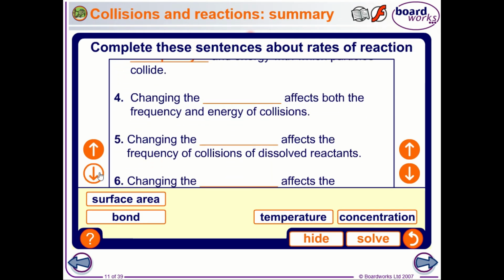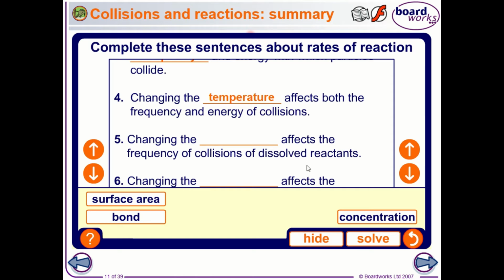Number 4, changing the blank affects both the frequency and the energy of the collisions. So, pwede natin gamitin ang temperature. Bakit nga ba? Kasi when we increase the temperature, mas nagiging excited yung mga particles natin. At kapag mas excited sila, mas bumibilis yung speed nila. Kapag bumilis ang speed nila, mas mataas yung chances na magkakaroon ng collision between the particles. Kaya, increase in temperature will affect the frequency and the energy of the collision.